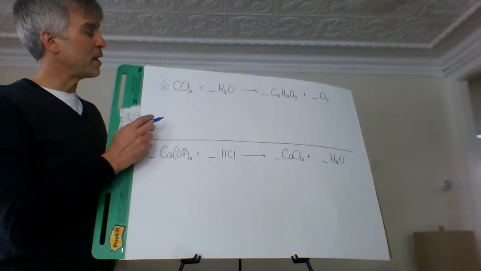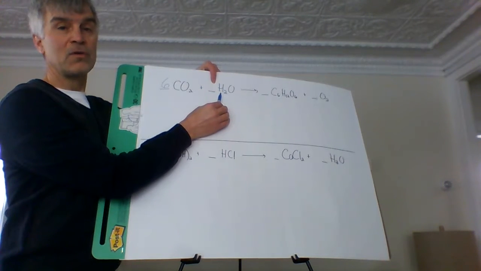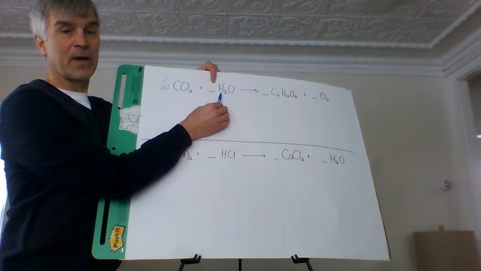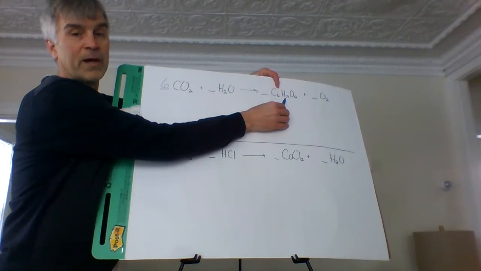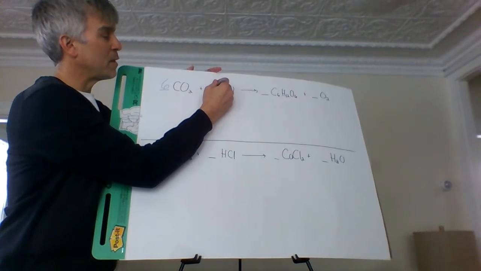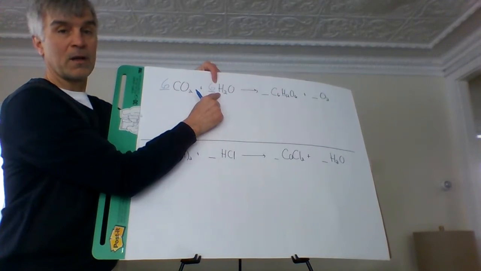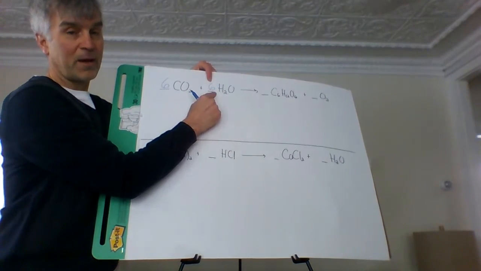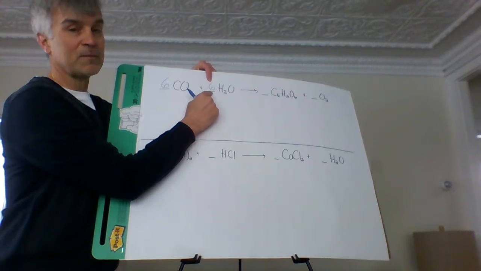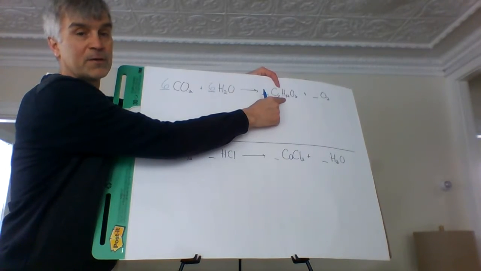Now the other thing to look at here is H2O. I have 2 hydrogen atoms in that water molecule, but over here there's 12 hydrogen atoms. That can't work. So I'm going to put a 6 here as well. Now I've got a total of 12 hydrogens in the reactants, right? 12 times 2. And I have a total of 12 hydrogens in the products.